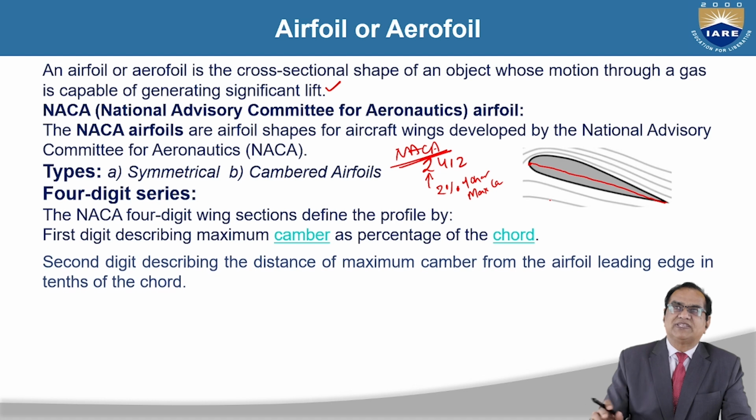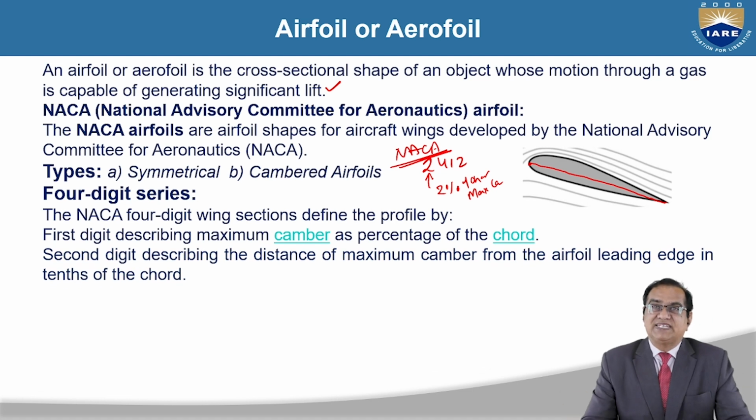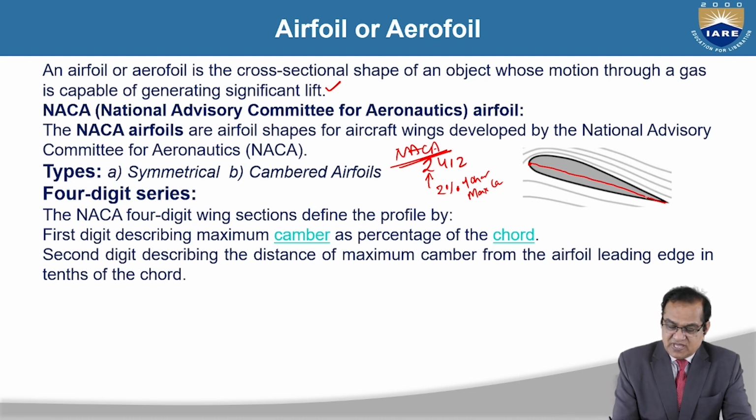Then we go to the next. The second digit describes the distance of maximum camber from the airfoil leading edge in tenths of the chord. So here it is a 4. This 4 indicates that this 2% is falling at 40% from the leading edge. That is the indication of this number 4.